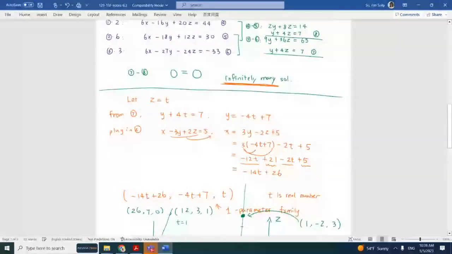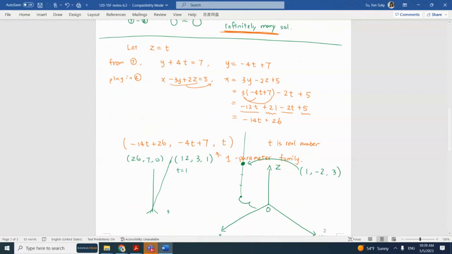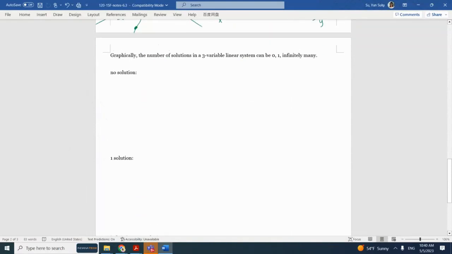So this is what happens if you want to go further for infinite solution. And then for no solution, it's just no solution. Then you don't need to do anything to it. Okay, everybody? So next page. Graphically, we have also the 3 possibilities.